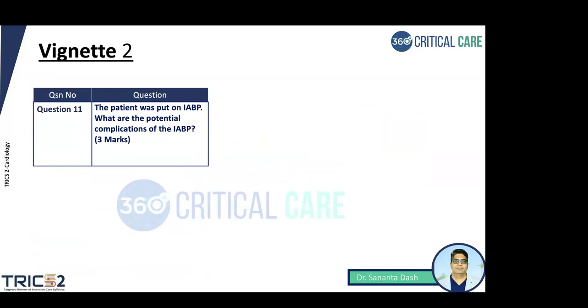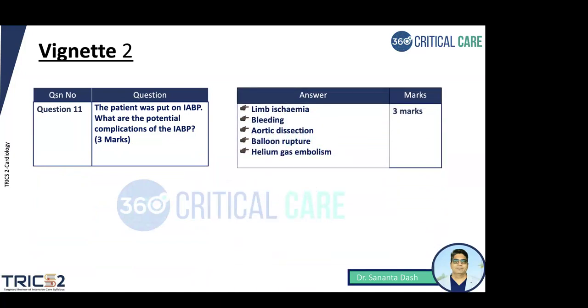Okay. What are the potential complications of IABP? Anyone want to volunteer quickly? Limb ischemia, air embolization in case of rupture of the balloon, and malfunction of the IABP, like early inflation or early deflation or late inflation, late deflation, affect the mechanics of it. It can affect the myocardial perfusion, increasing the afterload, and bleeding, of course.